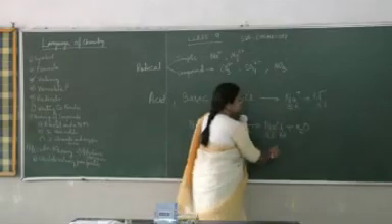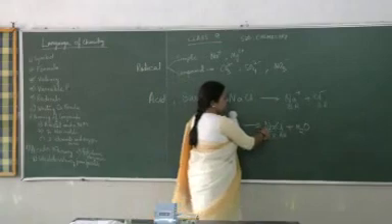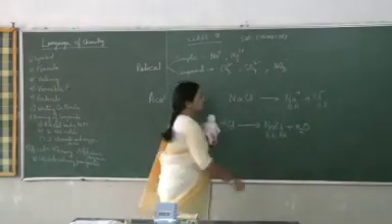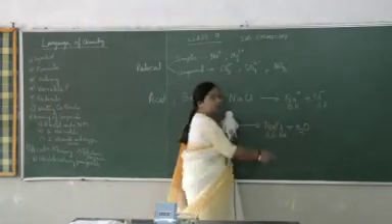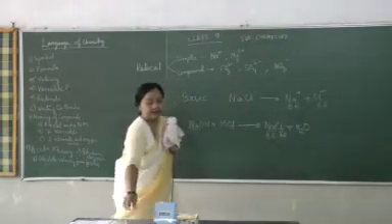Radical. They are also classified as cations and anions. They are called so because this holds a negative charge and this holds a positive charge. So, acid radical and basic radical.